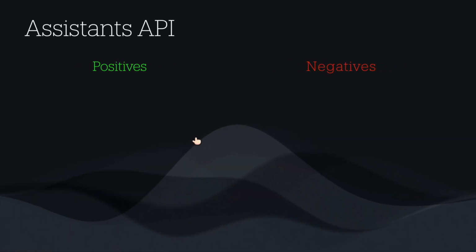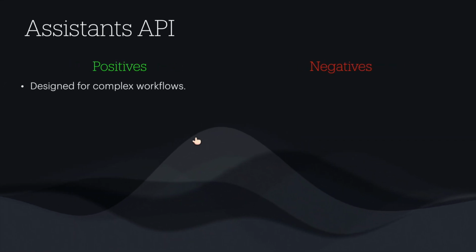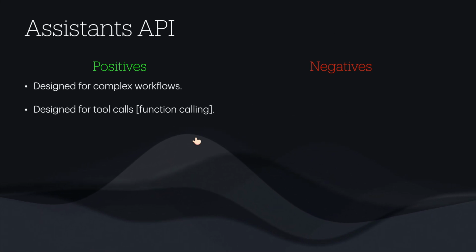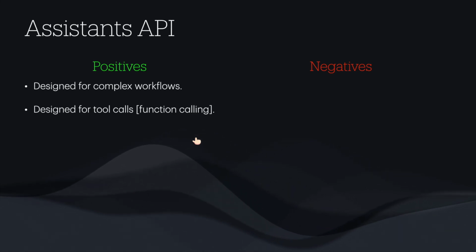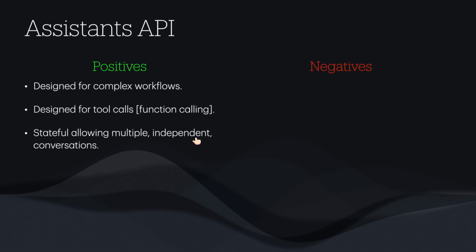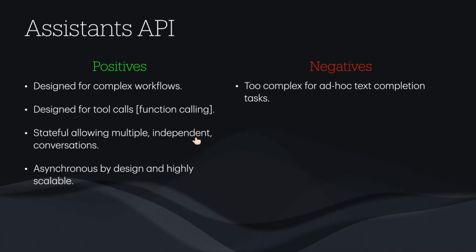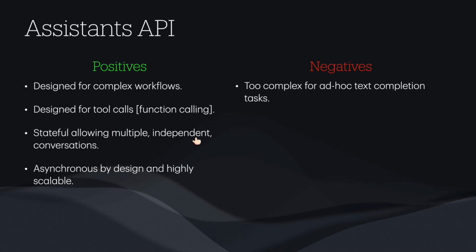So what are some pros and cons to the Assistance API? It's designed for complex workflows. It's designed with tool calls in mind, meaning you only have to provide the tool specifications one time. It's stateful in nature, allowing you to have multiple independent conversations. And it's also asynchronous by design and highly scalable. Now, what are the negatives? Again, you wouldn't want to use the Assistance API if you're just doing simple ad hoc text completion tasks like generating a tweet.